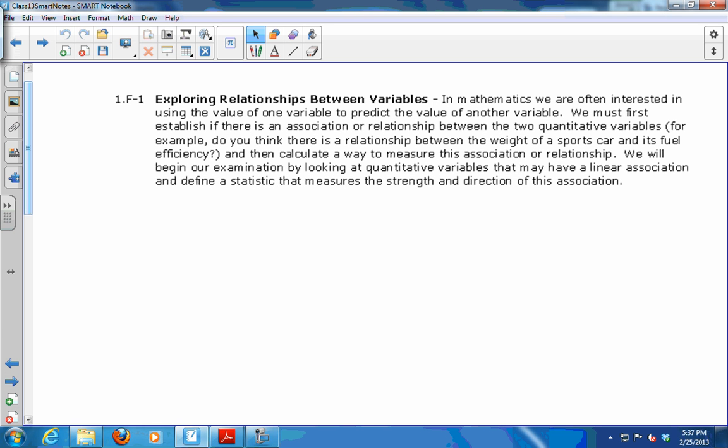So we're going to be exploring relationships between variables. In mathematics, we're often interested in using the value of one variable to predict the value of another. So first, in order to make predictions, we have to establish whether or not there is any kind of association between the two variables.